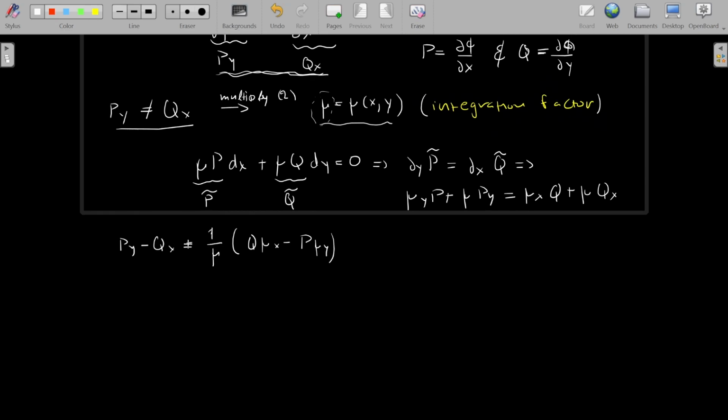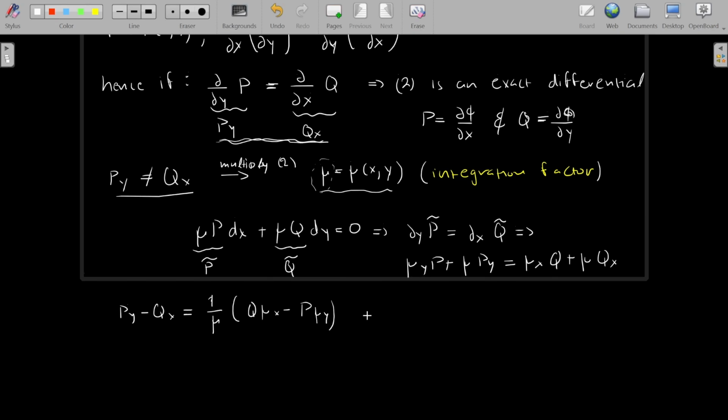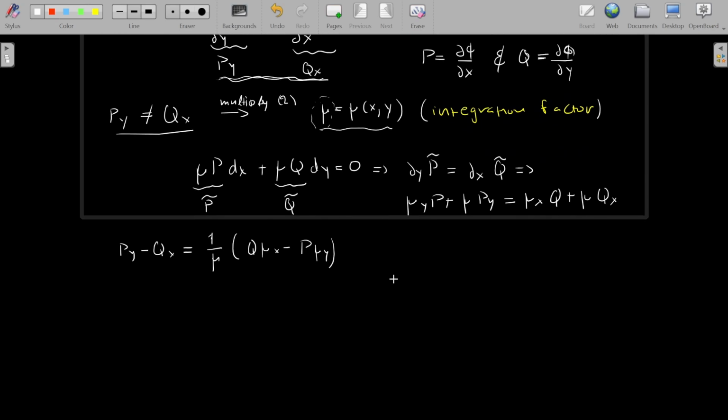Now, what we are dealing with here is a very complicated differential equation. It is a partial differential equation with respect to x and y both. So this didn't really make our lives that much easier. And now the thing is that we can make assumptions, and let's say that mu is only dependent on x.